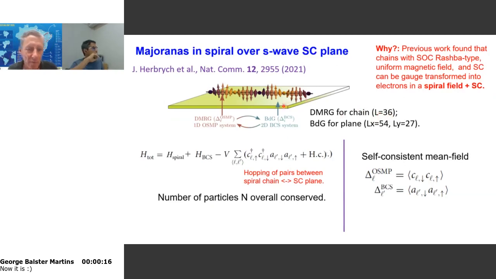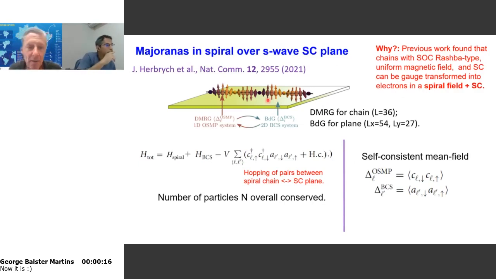We placed that on top of a plane where we put BCS standard superconductivity by hand. So we added an attraction by hand and used the so-called Bogoliubov-de Gennes equations to handle that. It is a very standard procedure. And the size of the plane that we use is this one here. It was not a square, it was a rectangle. And we coupled the two, allowing for particles to move from one to the other.